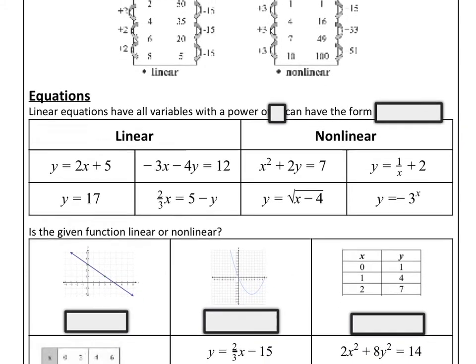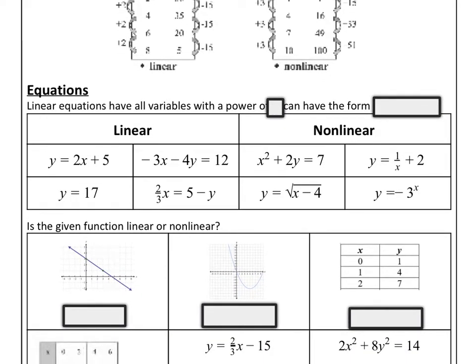Looking at equations, linear equations have all variables with a power of 1, and they can be made to have the form y equals mx plus b. It doesn't always have to look like this, but just those variables x and y with powers of 1. For example, y equals 2x plus 5. Negative 3x minus 4y equals 12. y equals 17, even though there's not an x, we still have this y equals 17. And 2/3 x equals 5 minus y. All have variables with the power of 1.